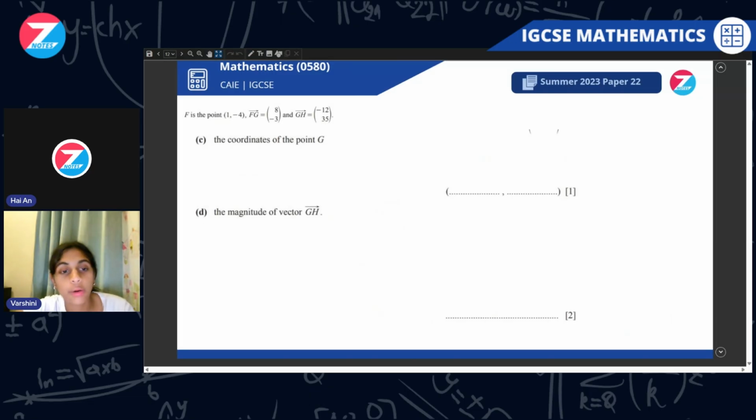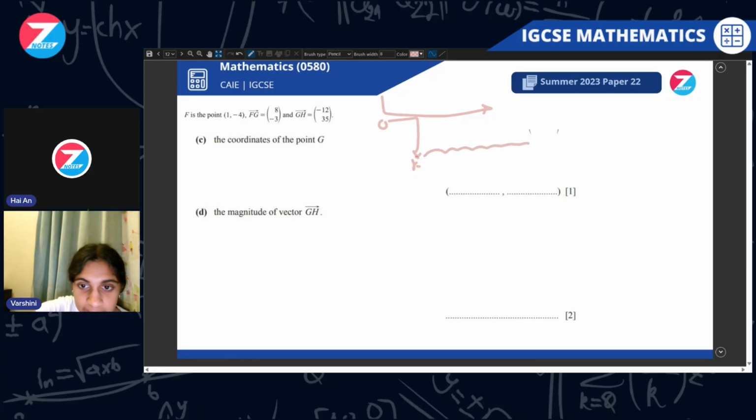Okay. The coordinates of the point G. So we know that F is the point (1, -4), as we said. We know that F is the point 1 and somewhere over here. This is F, if this is 0. And fg is (8, -3). So that means you're moving 8, 2, 3, 4, 5, 6, 7, 8, and somewhere over here. And this would be the point G, and vector fg would just be the distance from F to G.